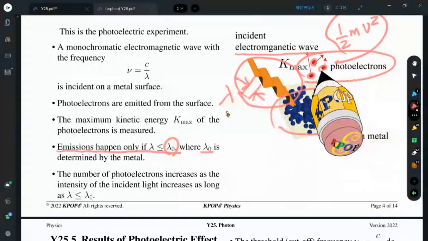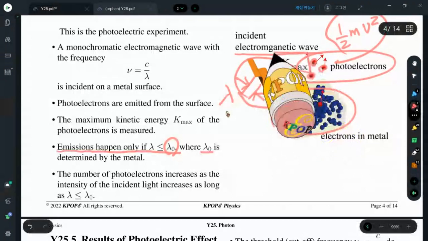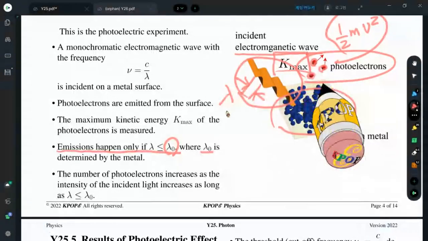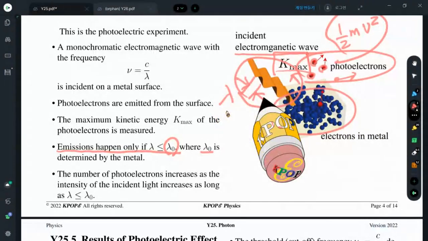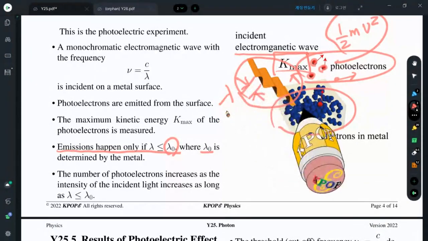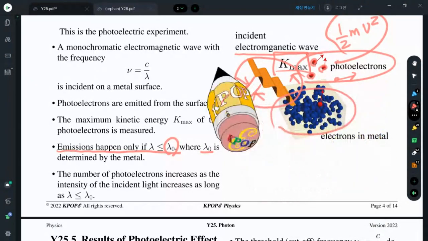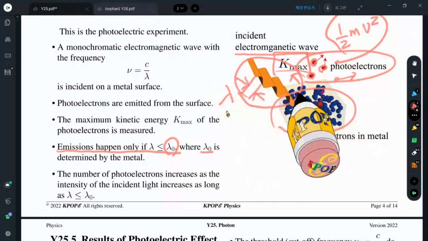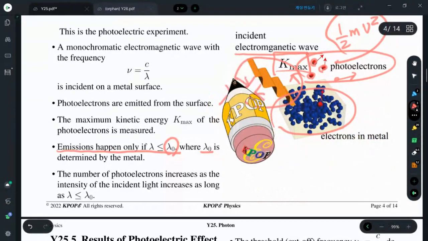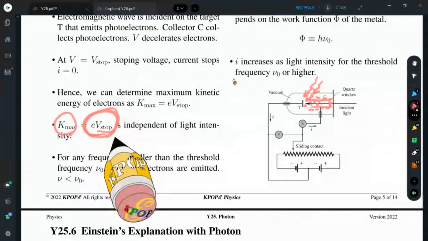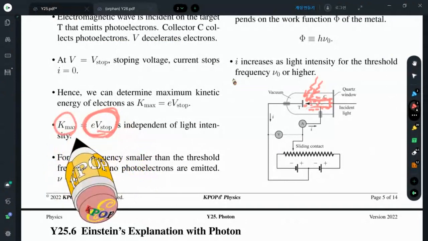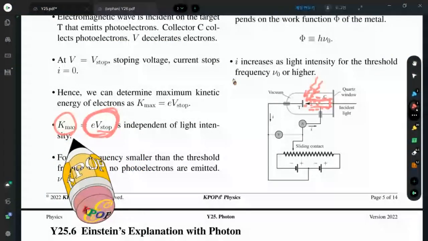Photoelectrons are emitted electrons in the photoelectric effect. Okay, K max, its direction can be randomly distributed because we cannot really control the exact direction of the radiating field and the direction of these targets. Therefore, this V-stop determines the maximum value of the kinetic energy of photoelectrons.